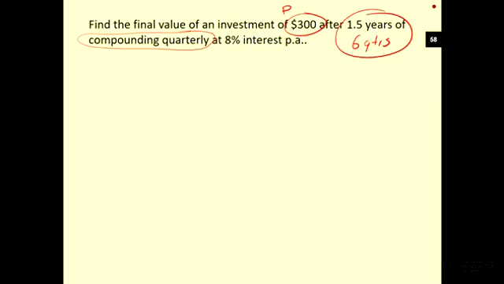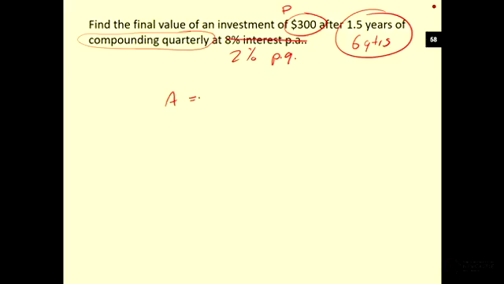Okay? If it's 8% interest per annum, will it be more or less per quarter? It's got to be less. You'll get 8% if you leave it in the whole year, but per quarter, you'll only get a quarter of that. So it's 1.5 times 4 is 6 quarters. 8% divided by 4 is 2% per quarter. I just divided it by 4. Over a year I'll get 8, but only over a quarter I'll get 2. So that's going into my formula.